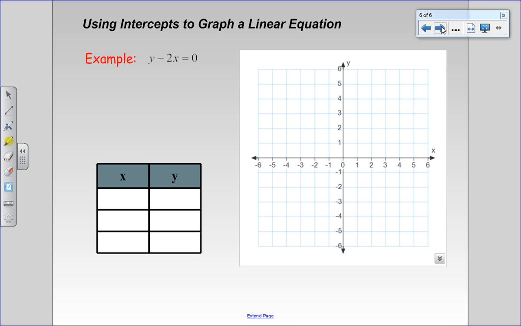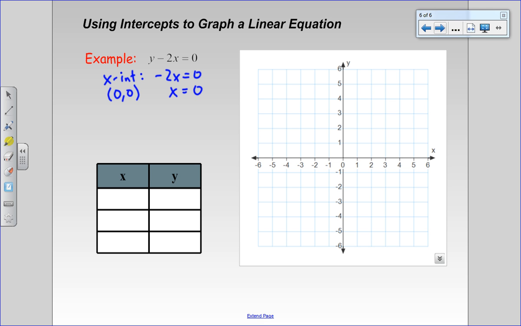Let's look at one final example to see what happens when the x and y intercept turn out to be the same point. We're going to graph the equation y minus 2x equals 0. If we want to find the x-intercept, we let y equal 0. So we have negative 2x equals 0, which means that x itself is 0. So the x-intercept is the point 0, 0.